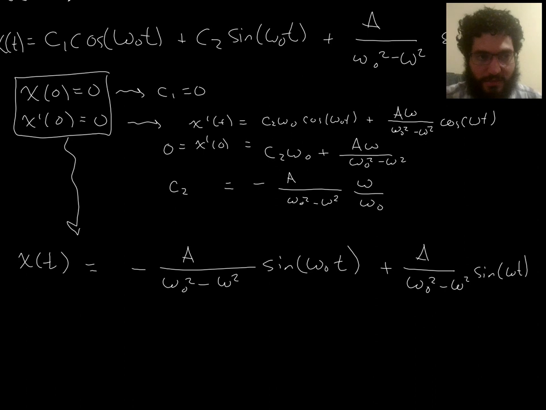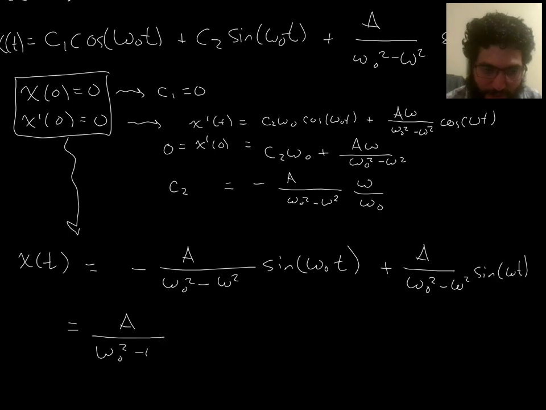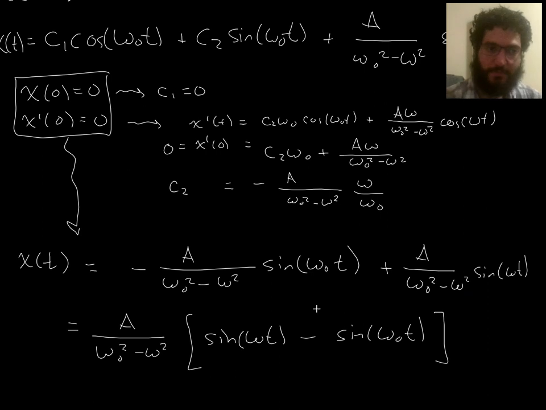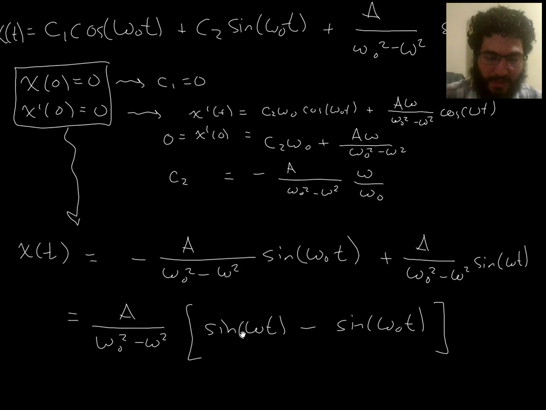All right, interesting. And I can pull out this overall factor. That's kind of what I wanted to show you. That's why I'm doing this. So I want to pull out that overall factor, and I get a difference of sines of different frequencies. The kind of oscillation you get there could be funky looking, but overall it's multiplied by this factor, which unsurprisingly scales with A, if A is the forcing amplitude.